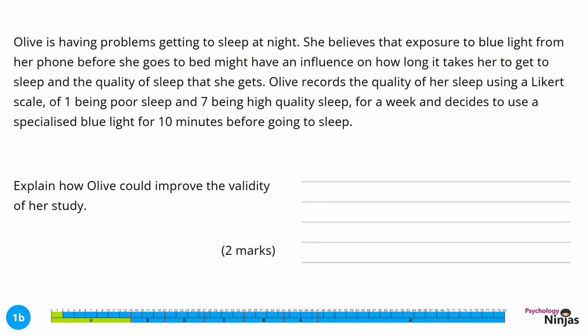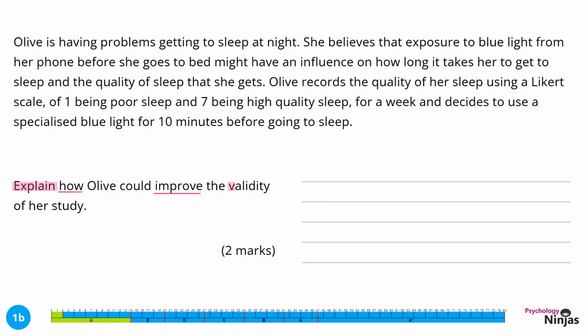Explain how Olive could improve the validity of her study, 2 marks. Let's break down our question. Firstly, we've got the command word explain, which means we need to give a detailed, thorough description. We've also got in this question how and an improvement. So we know with how, we need to put ourselves in the position of the researcher, and for improvement, we've got to say what specifically we're going to improve, how we're actually going to do that with some specific details, and then why that is an improvement.